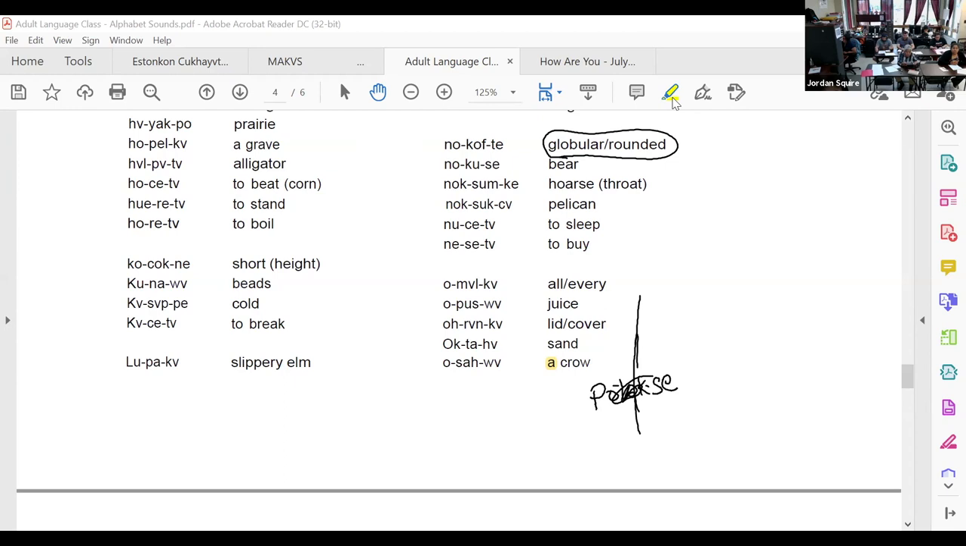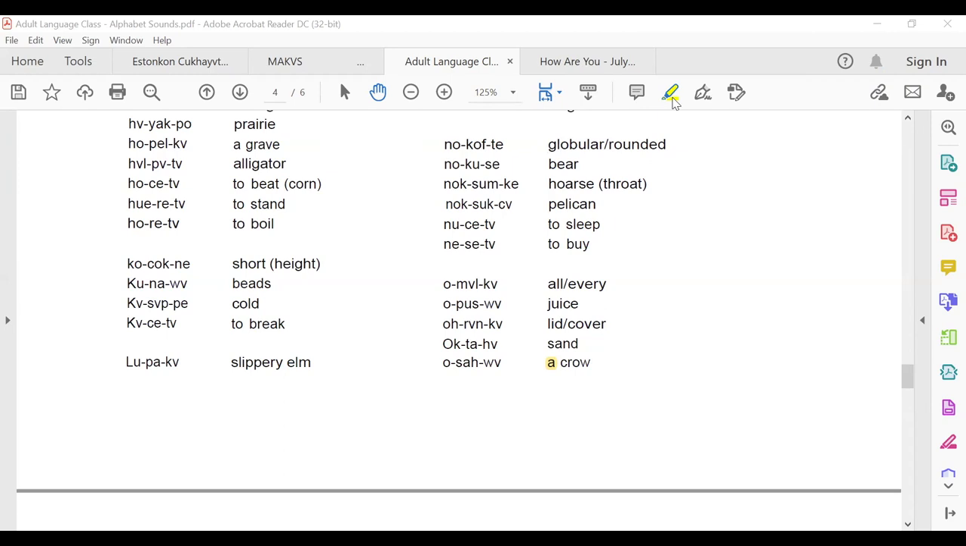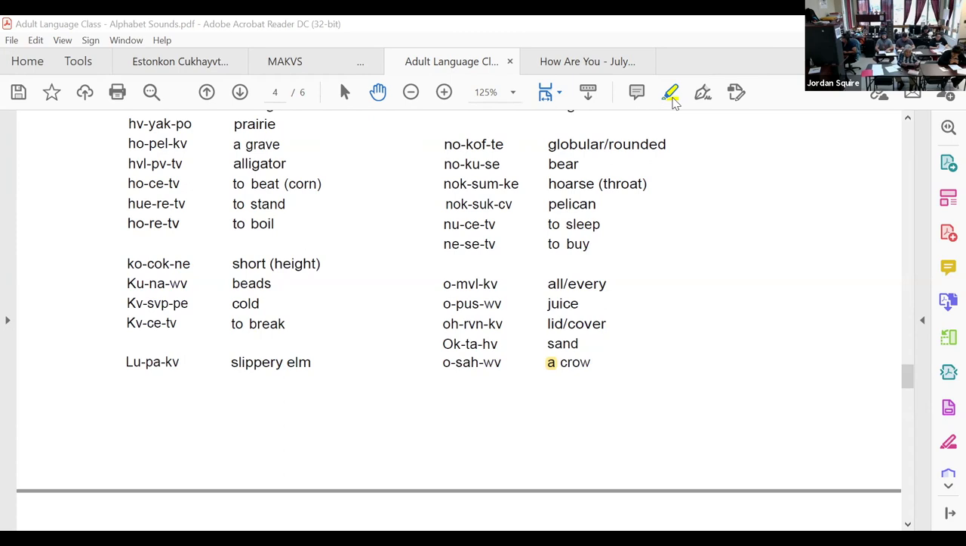How do you say lid and cover? Lid. Okthanga. Oh, we missed that, didn't we? Okthanga. See it? Okthanga. Lid or cover, and that could be for a pot, you know. Okthanga, like your pot lid. Shorty bob okthanga. That's a lid or a cover.